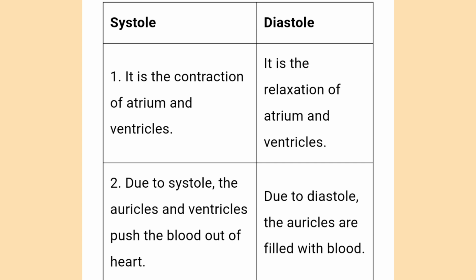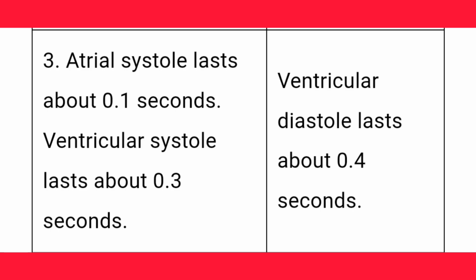Systole, diastole. First point, systole is the contraction of the atria and ventricles. Diastole is the relaxation of the atria and ventricles. Here the second point, due to systole, the atria and ventricles push the blood out of the heart. Due to diastole, the atria are filled with blood.